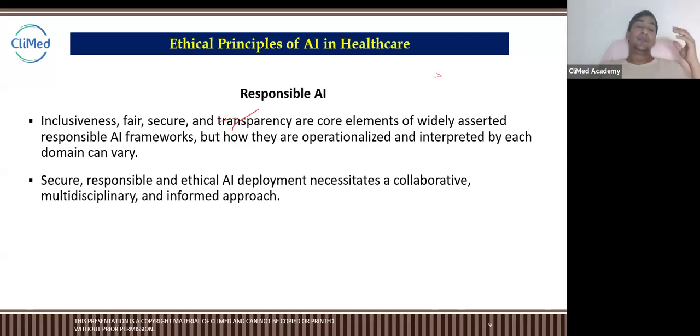Can someone tell me how AI can be unfair? How AI can be biased? Can someone tell me this? Yes, guys. Tell me how AI can be biased, or how AI can be unfair. Give me the examples, give me the scenarios and all.